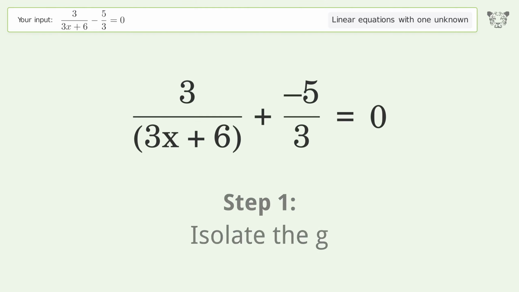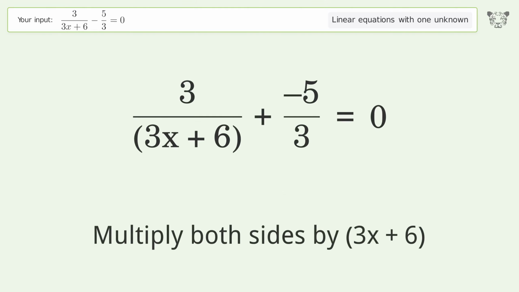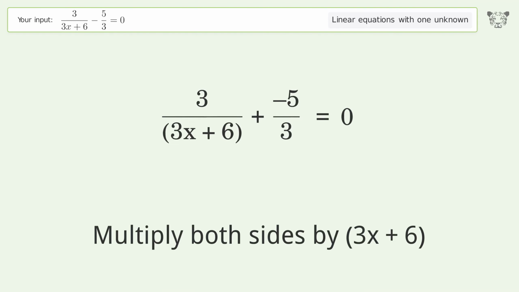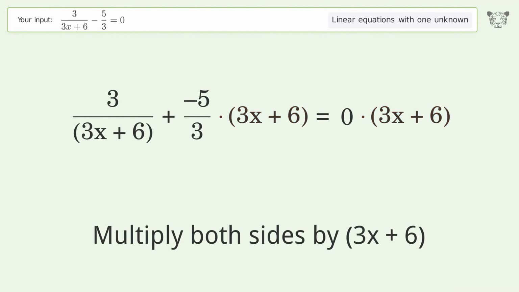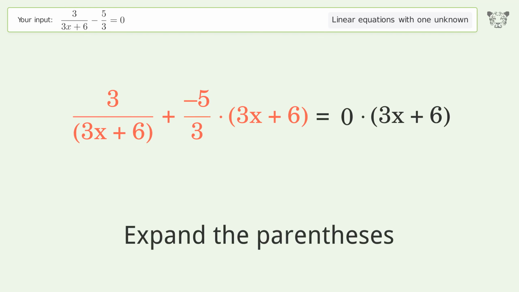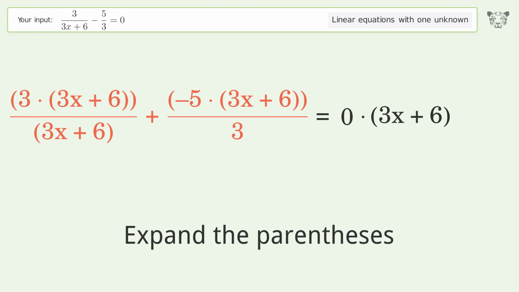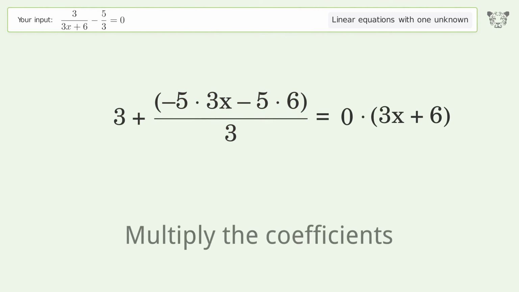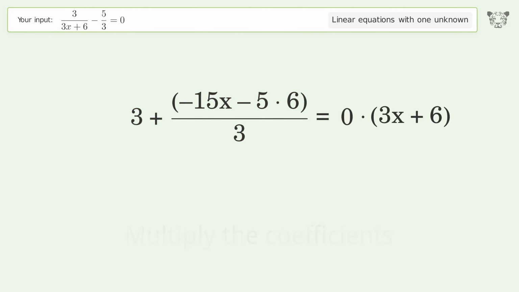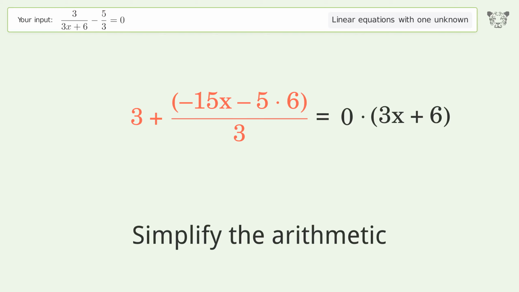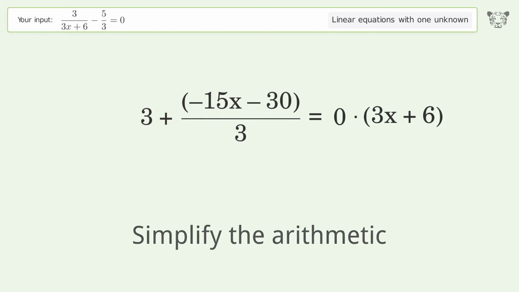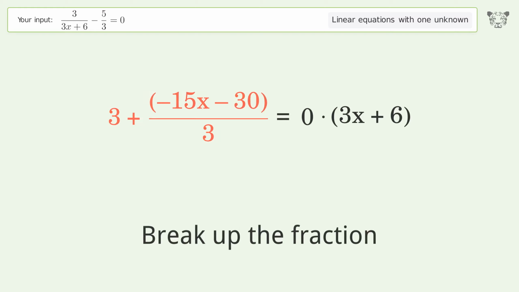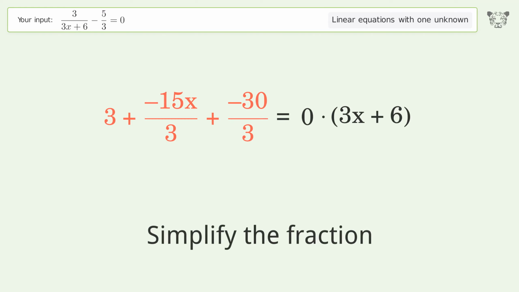Isolate the g. Multiply both sides by 3x plus 6. Expand the parentheses. Multiply the coefficients. Simplify the arithmetic. Break up the fraction. Simplify the fraction.